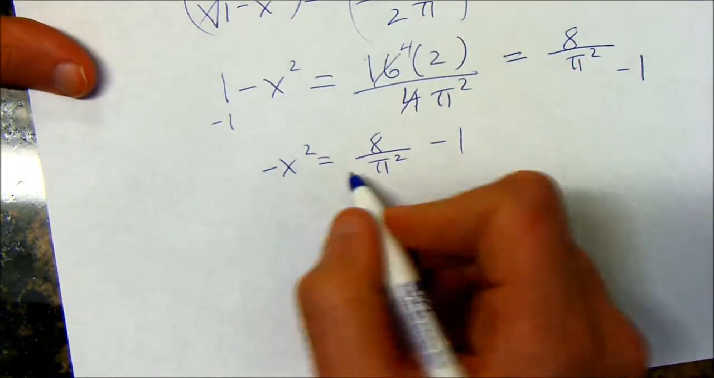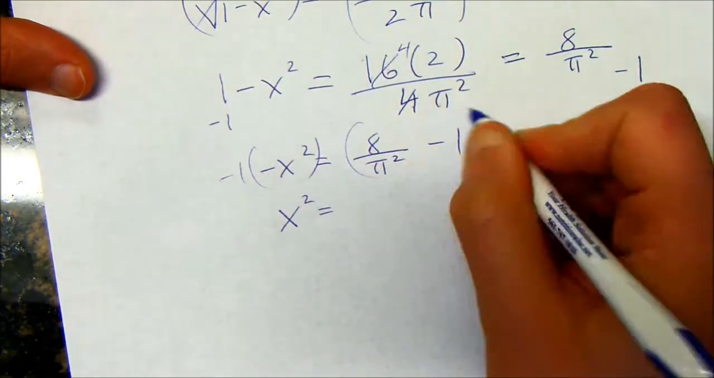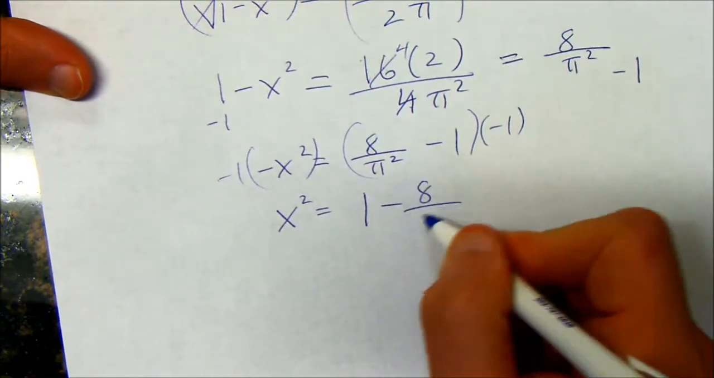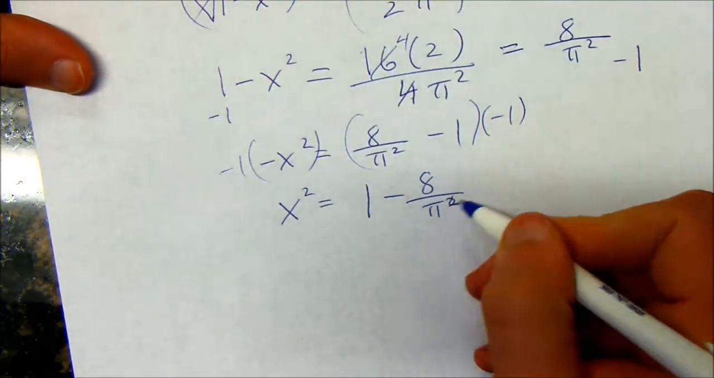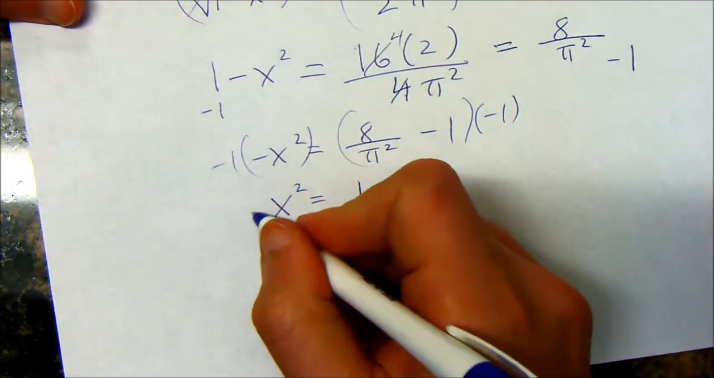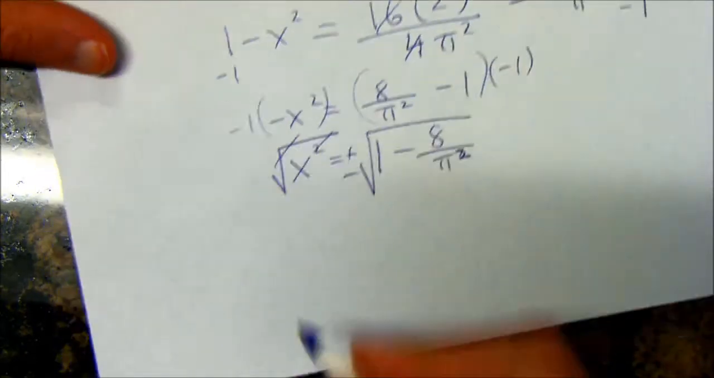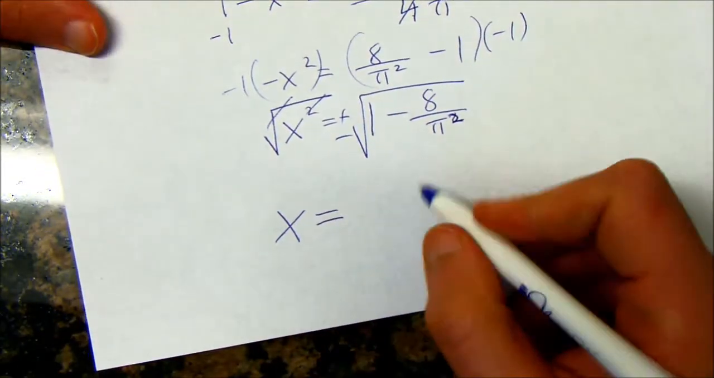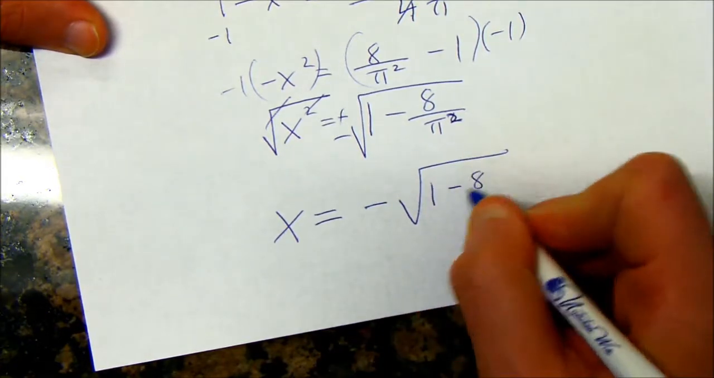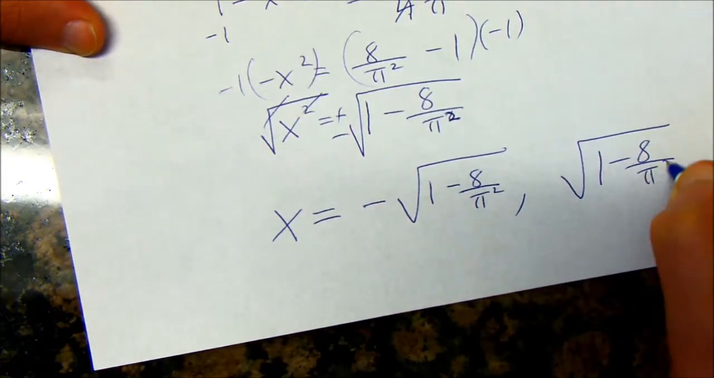And then finally, well, not quite finally, x squared, if I multiply both sides by negative 1, then what do I get? I get 1 minus 8 over pi squared. Remember, this is all a number. Pi is 3.1415. It's irrational. So when I take the square root of both sides, if I take the square root of a number, I have to put plus or minus. So I have two answers. X is equal to the negative square root of 1 minus 8 over pi squared, and then the positive square root of 1 minus 8 over pi squared.